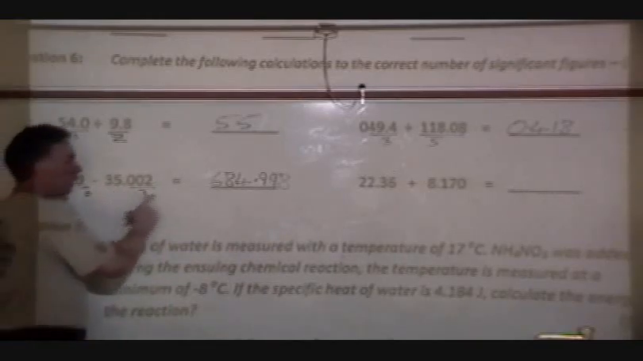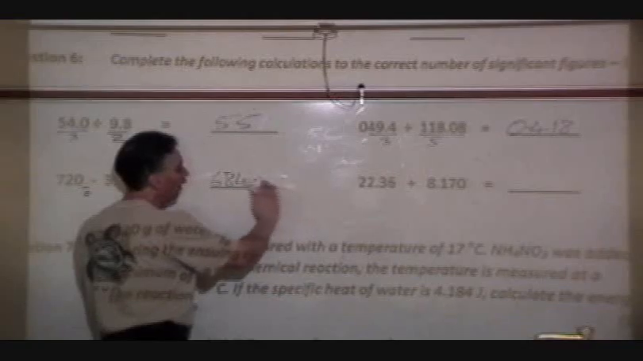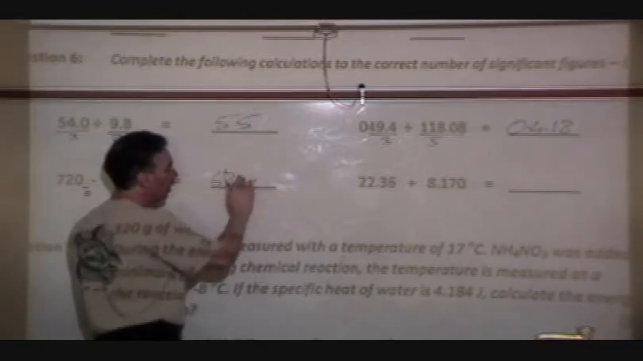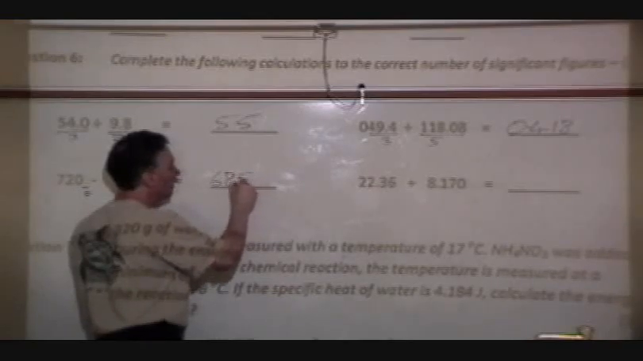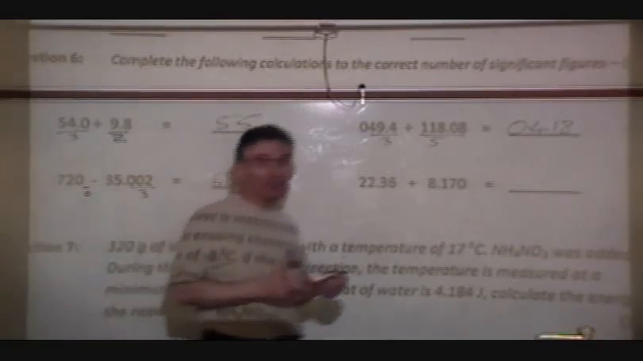684.998. Okay, so we want the last decimal place to be on the decimal top. The last one we had there was 9, which means we'll round up to 685. If the first number for the chop is greater than 5, then we round up.